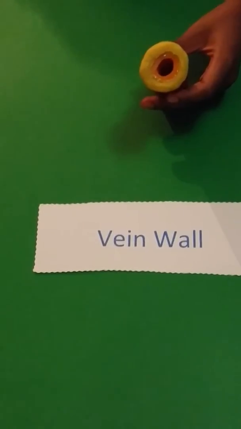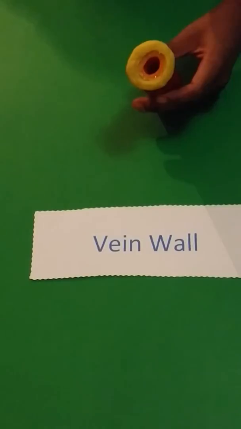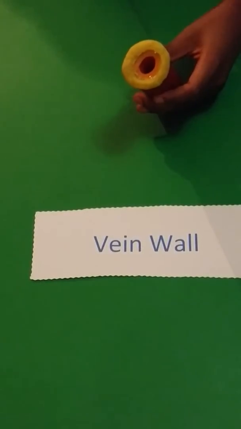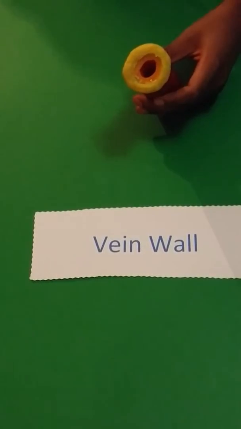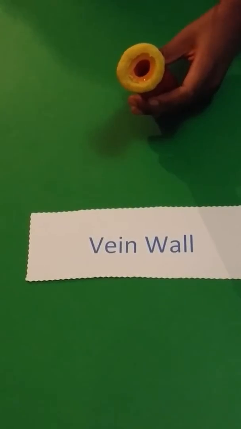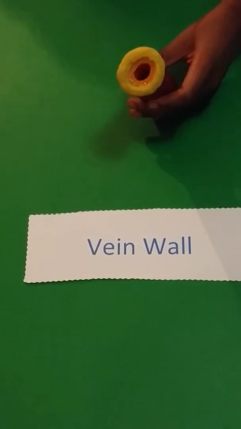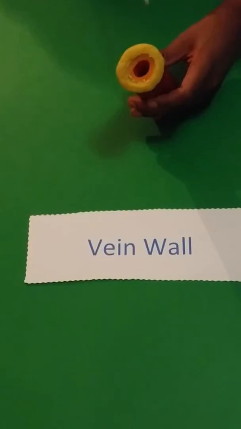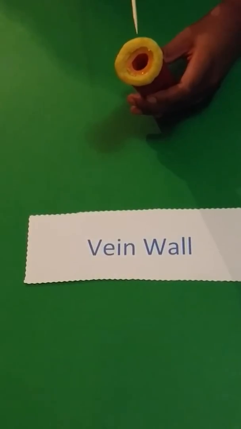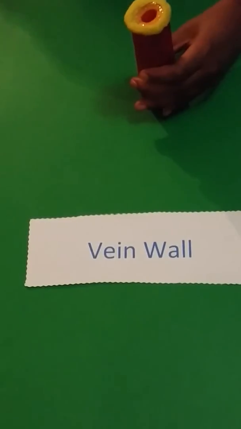The vein wall also has 3 layers. Its tunica externa, as you see, is thicker than the tunica externa seen in the artery earlier. The tunica media, the middle layer, is thinner than in arteries. It also has less elastic fiber and muscle. The tunica intima is the innermost lining, which is very thin. Here you see that the lumen is very wide.